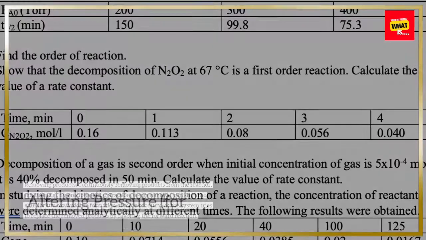Removing products. Continuously removing products from the reaction mixture, e.g., by precipitation, extraction, or gas removal, can shift the equilibrium towards the formation of more products, as the system tries to replace the removed products by favoring the forward reaction.